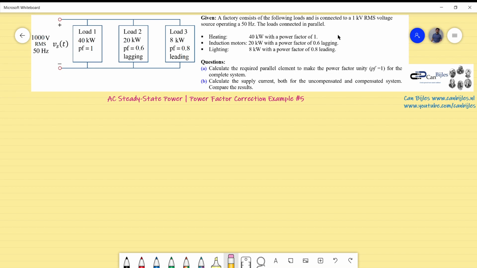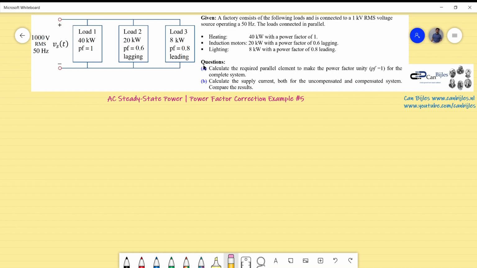And this situation is sketched here, as you can see. So we have the voltage source with 1000 volts RMS, 50 Hertz operating, and 3 loads in parallel: load 1, load 2 and load 3. So it is 40 kilowatts with a power factor of 1. We have load 2 with its own true power, and also load 3 in the same manner.